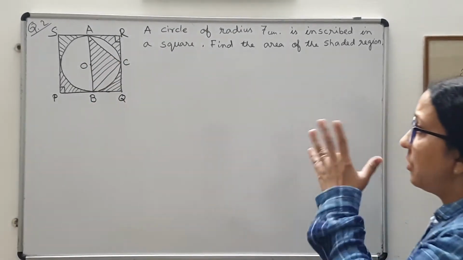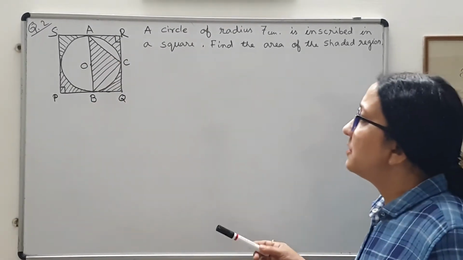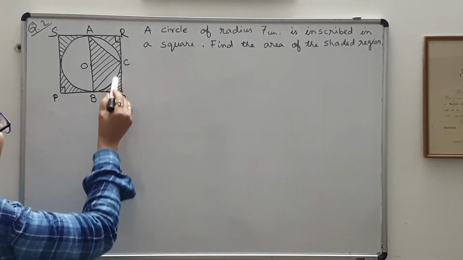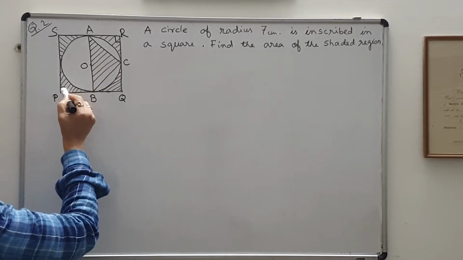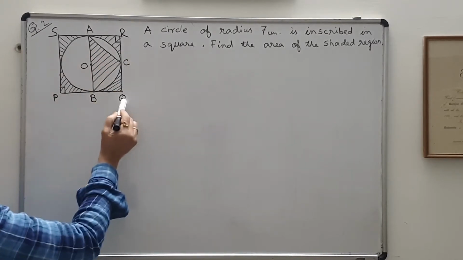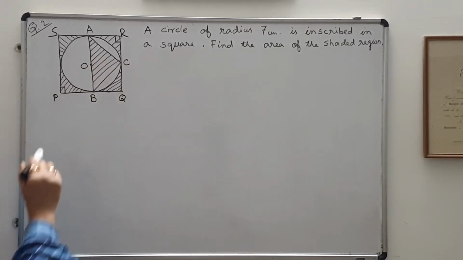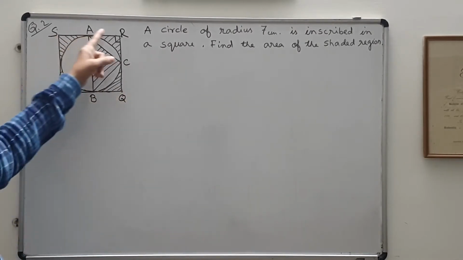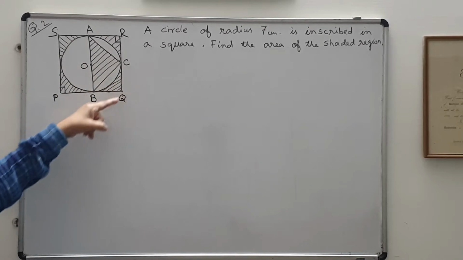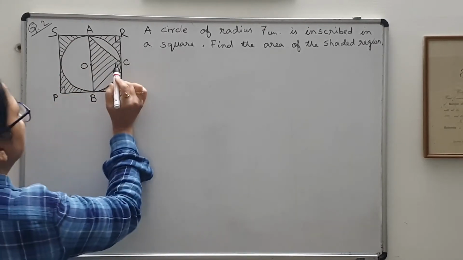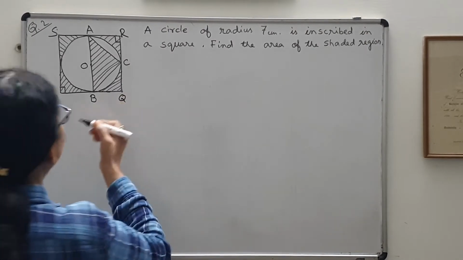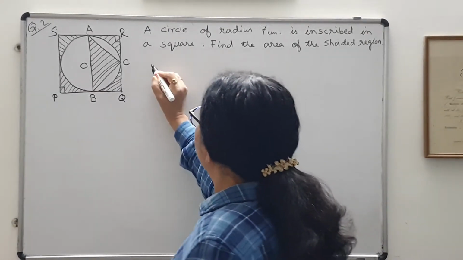Okay, so first you observe the shaded area. The area of these four corners is nothing but the area of the square minus the area of the circle. So the total area will be the area of the square minus the area of the circle plus the area of this triangle. This is the thing we have to find out. So let me first write that down.